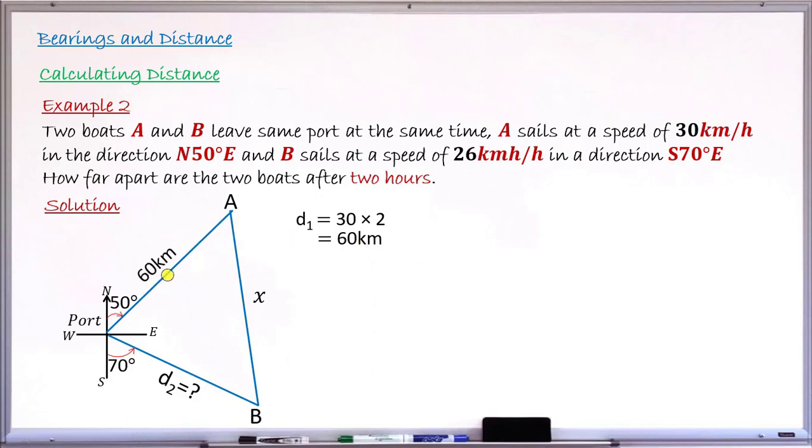Look at it. So I'll now move again to find this D2, the same concept. D2 will be equal to the speed of boat B multiplied by the time it takes. So 26, look at it in the question, speed 26 in the direction. So 26 multiplied by 2 hours gives a result of 52 kilometers. So boat B travels, after 2 hours, 52 kilometers. I can now replace this D2 by 52 kilometers. So I have extracted these distances.